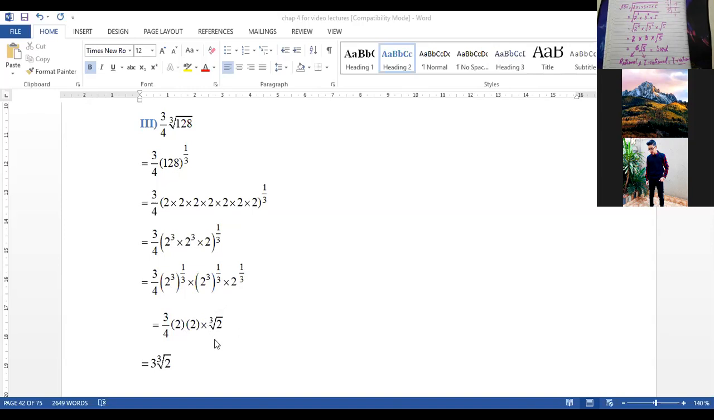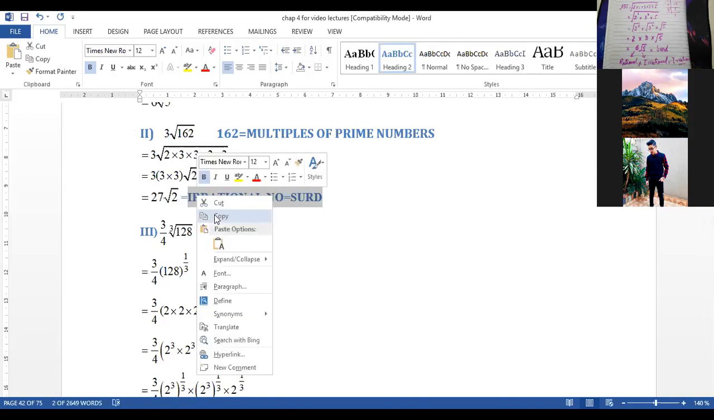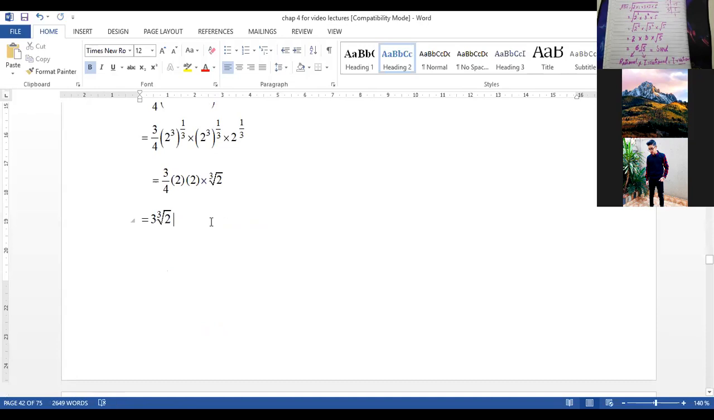So 2 cube root is basically an irrational number. Whatever is outside, you can see that this 2 into 2, 4 will be cancelled with this 4. You will get 3 times cube root of 2. Because cube root of 2 is an irrational number and 3 is a rational number, the overall product will be again, as I told you earlier, a surd. It is a rational number times an irrational one, and it is very much a surd. So it is also the answer of this question.